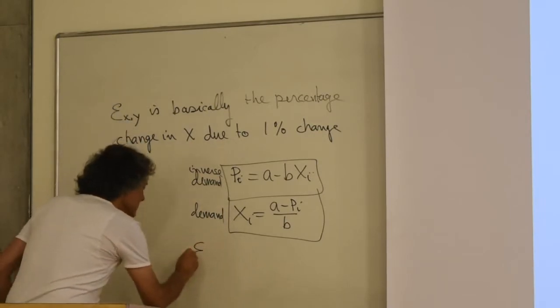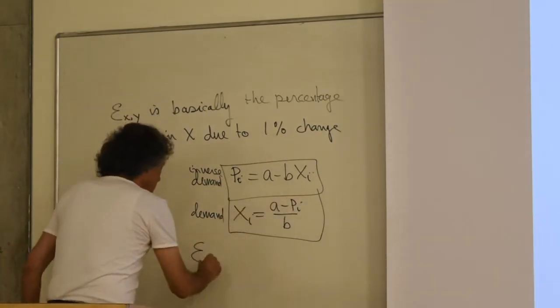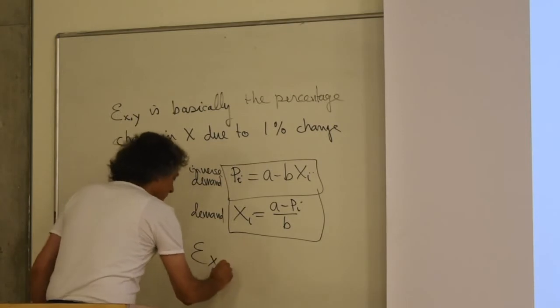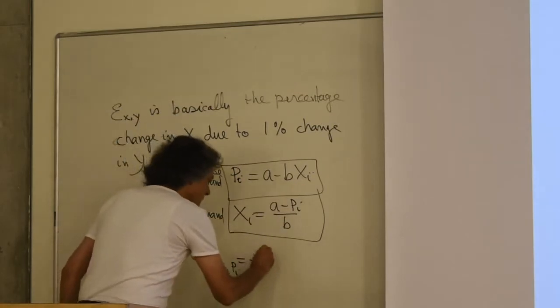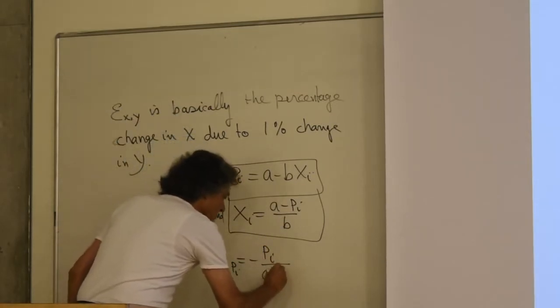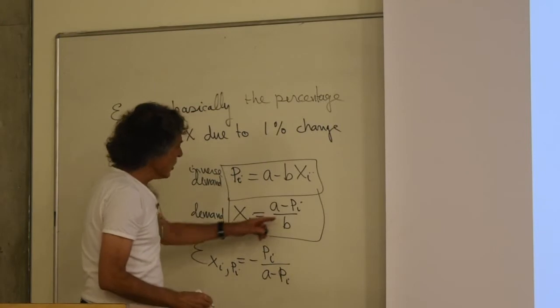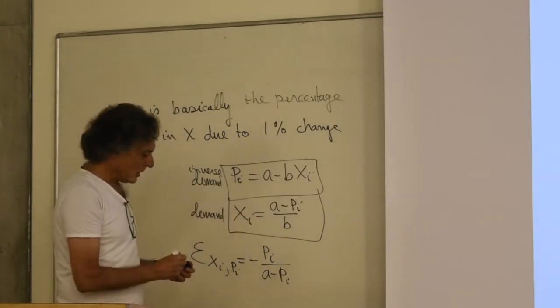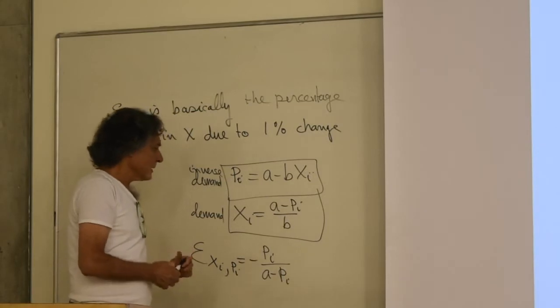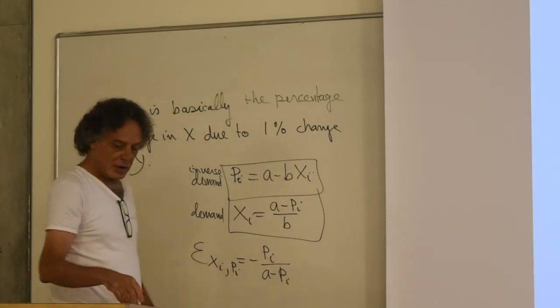Okay, and the elasticity, we saw that of x_i with respect to p_i is negative, and we have p_i over a minus p_i. So the slope doesn't matter. You see, the slope doesn't matter. For all slopes, it's the same. b doesn't matter.